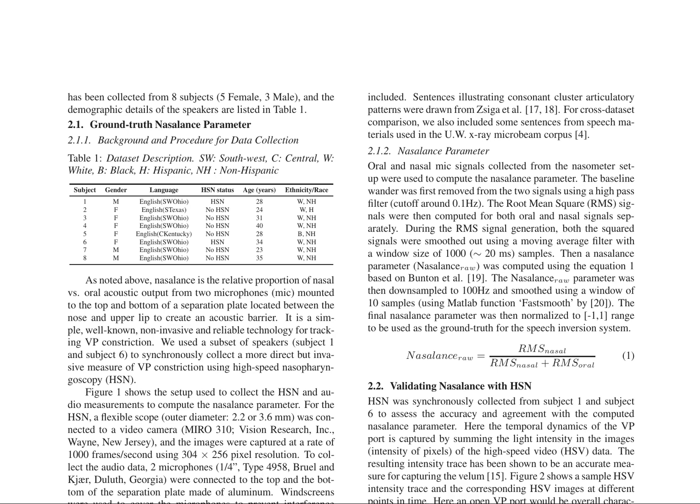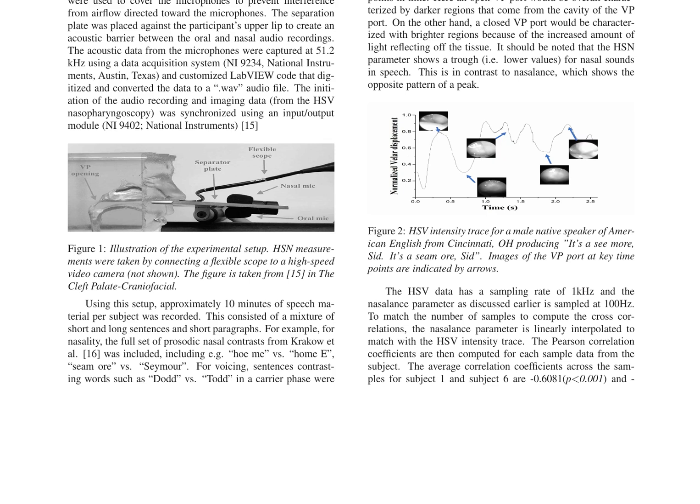To validate the Nasalance parameter, high-speed nasopharyngoscopy (HSN) was synchronously collected from 2 subjects, providing a direct measure of VP port dynamics. The HSN data, with a sampling rate of 1 kHz, was compared to the Nasalance parameter, sampled at 100 Hz, by linearly interpolating the latter to match the HSN intensity trace. Pearson correlation coefficients were computed, showing strong negative correlations between the 2 measures, indicating that as the VP port opens, the Nasalance parameter increases, supporting the use of the Nasalance parameter as a proxy for VP closure.